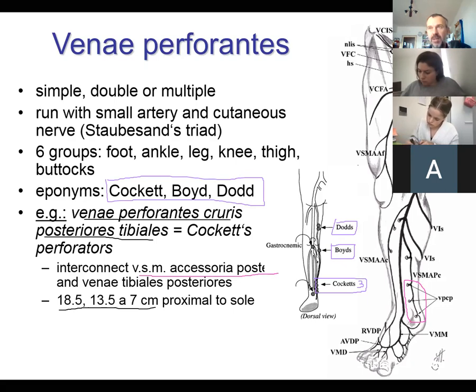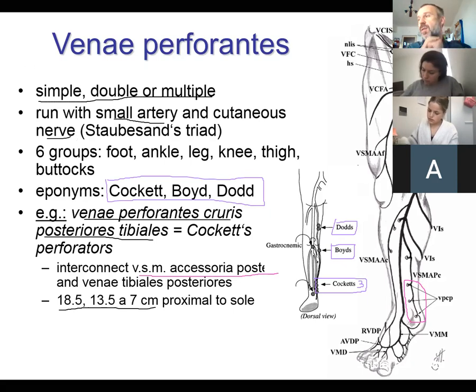The perforating veins can be simple, double, multiple. They can be direct or indirect. They run together with a small artery and a cutaneous nerve. So if you operate on them, you have to be careful not to harm the nerve and not to cause anesthesia or paresthesia. Well, that's it about them.